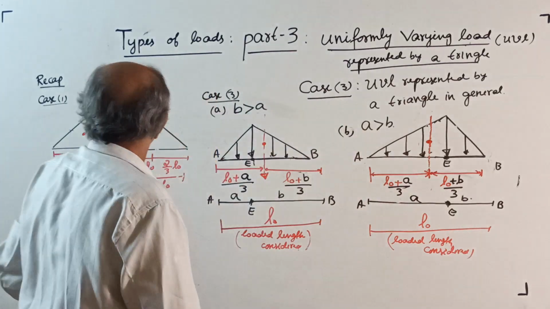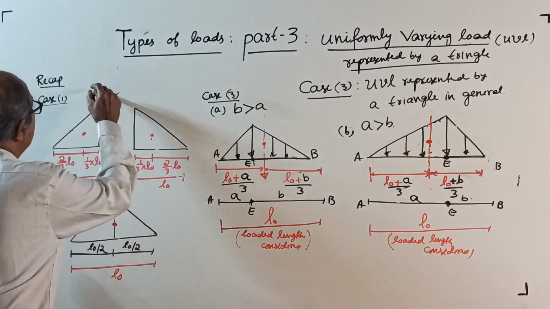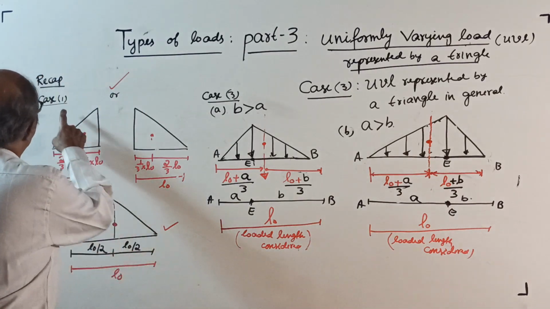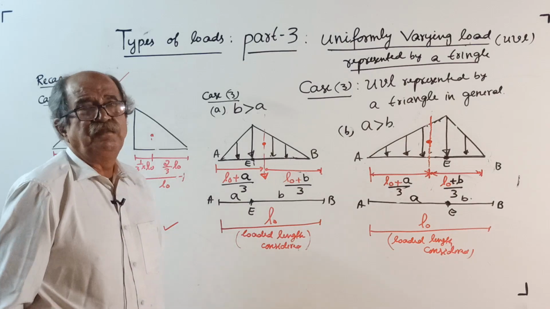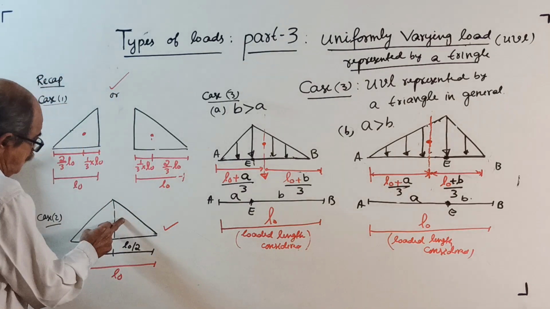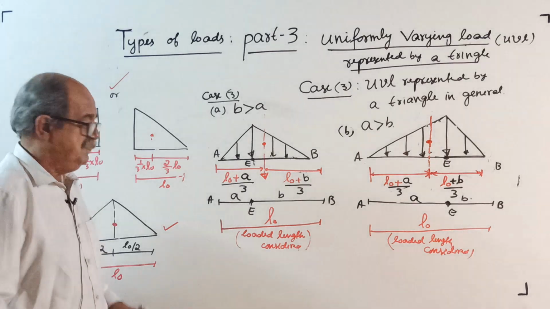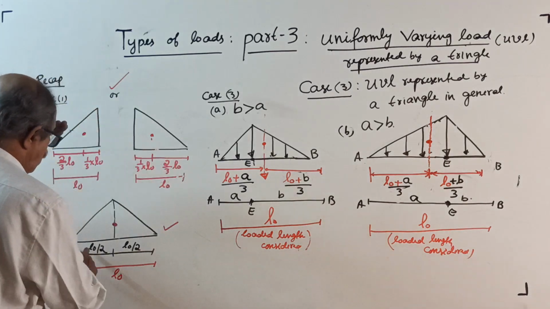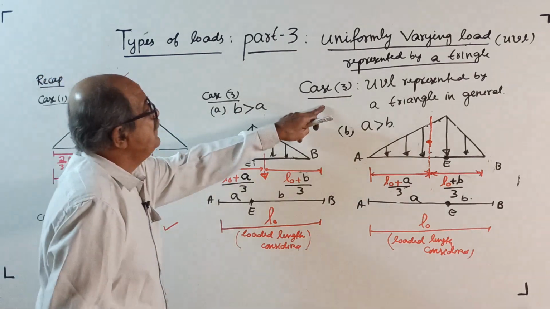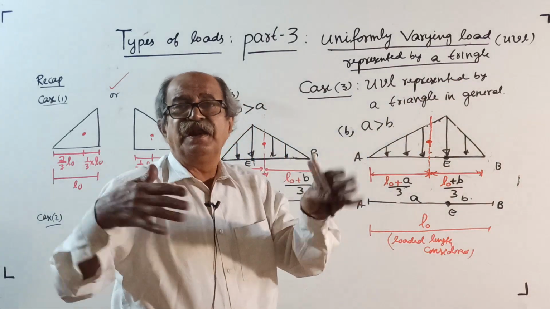Just a recap. Case 1 is actually already over. Case 1, uniformly varying load represented by a right angle triangle. Case 2, uniformly varying load represented by an isosceles triangle, means both sides are equal, that is maximum at center. But today's case is uniformly varying load represented by a triangle in general.